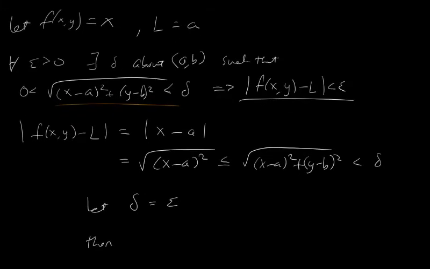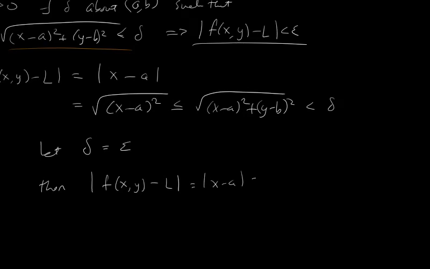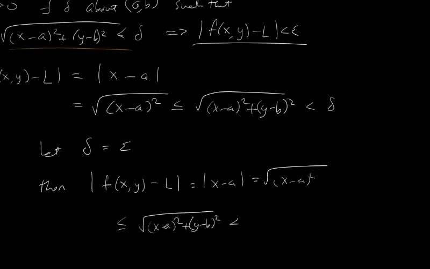Then, exactly what we have here, the absolute value of f(x,y) minus L is equal to the absolute value of x minus a, which is equal to the square root of (x minus a) squared, which is less than or equal to the square root of (x minus a) squared plus (y minus b) squared, which is less than delta, which is equal to epsilon, and our limit is verified.